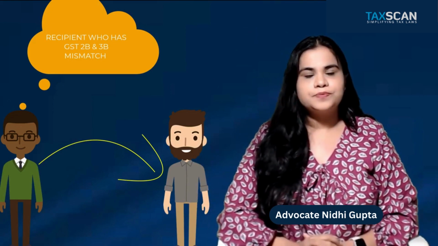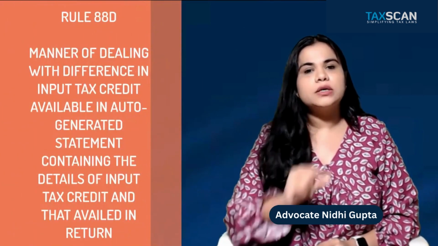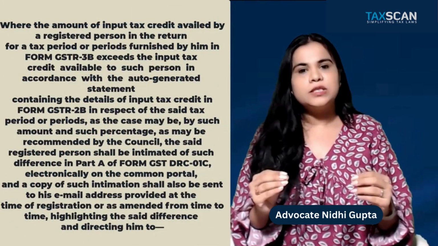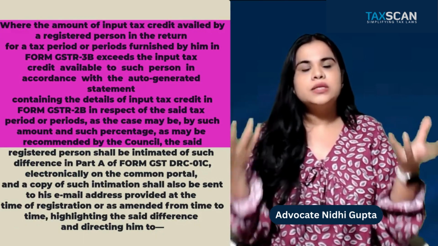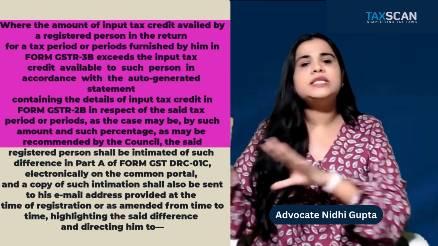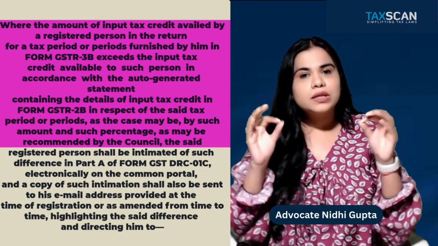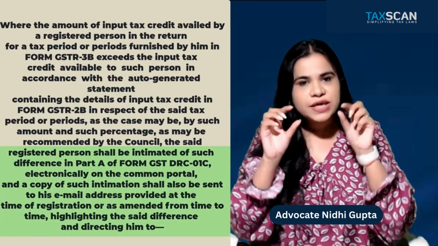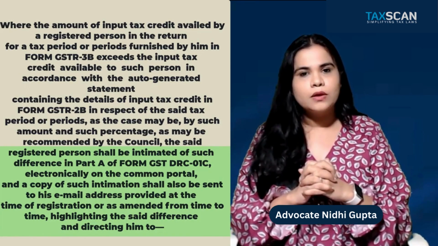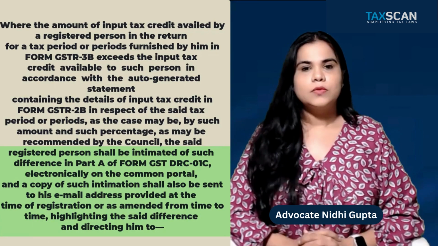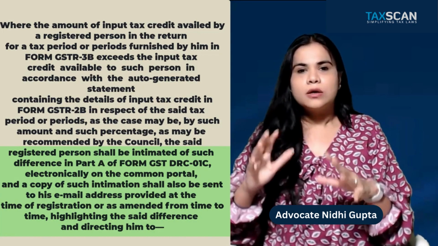How do we do that? There comes the role of this newly inserted Rule 88D. This Rule 88D, if you look at closely, it says that for any recipient, if there is GSTR 2B and 3B difference over and above a certain amount and for a certain period as recommended by the GST Council, then a computer generated intimation would be sent to such a recipient in Part A of GST DRC 01C on the common portal as well as on his email ID.